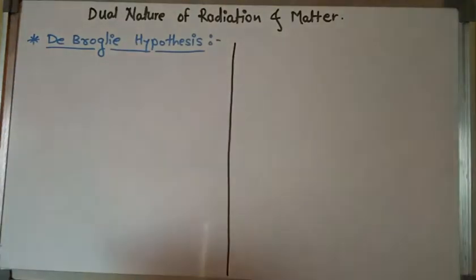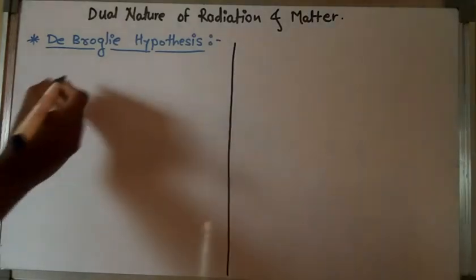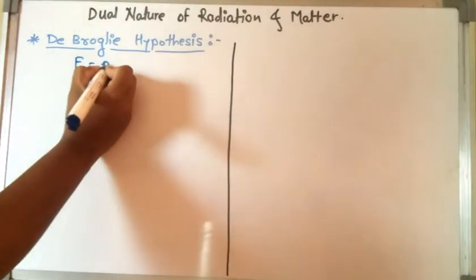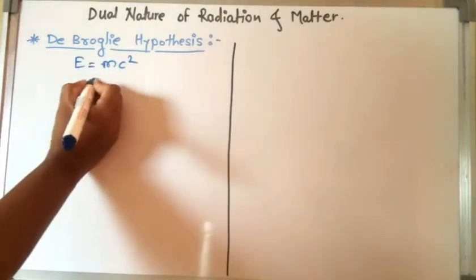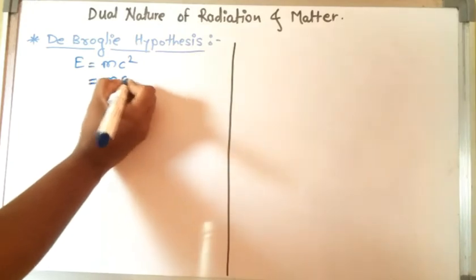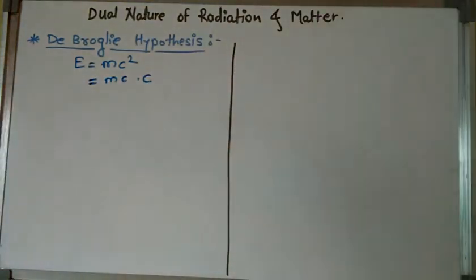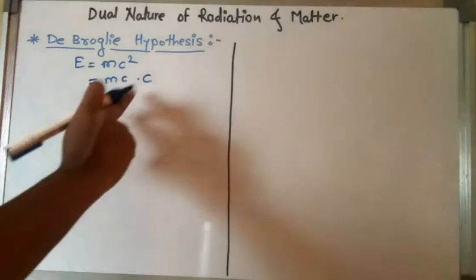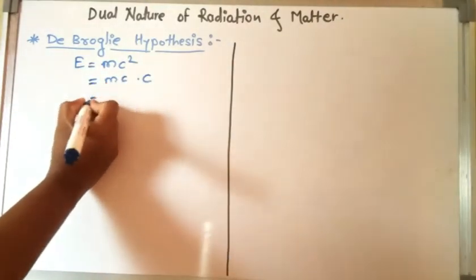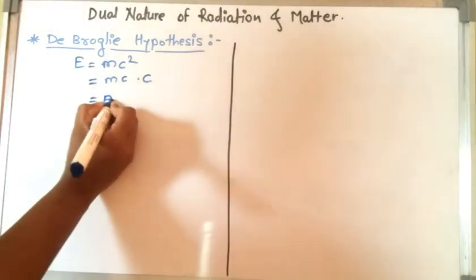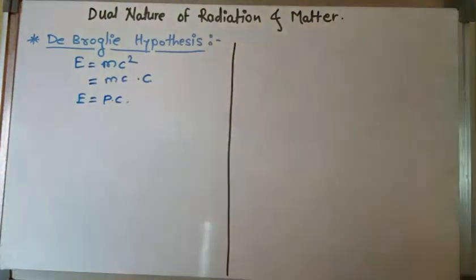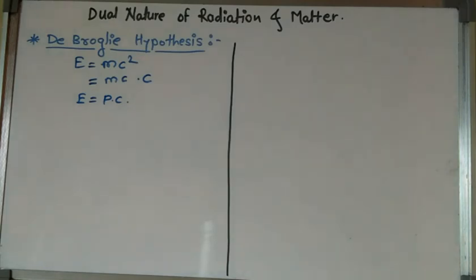According to Einstein's famous equation, that is E is equal to mc square, we know that E is equal to mc square. This is Einstein's famous equation. Then from this equation we can write mc into c. Then m into c, that is mass into velocity, gives the momentum. Therefore this can be written as pc, that is energy E is equal to p into c.